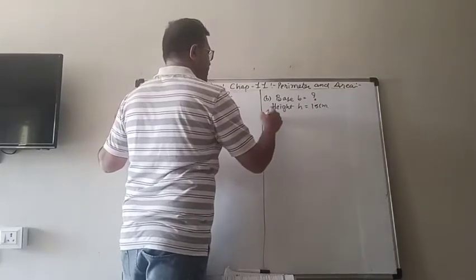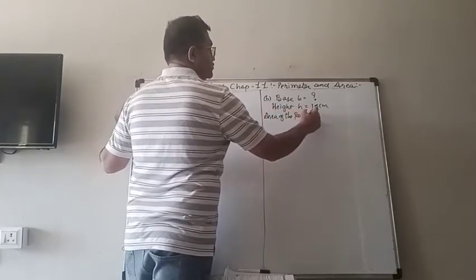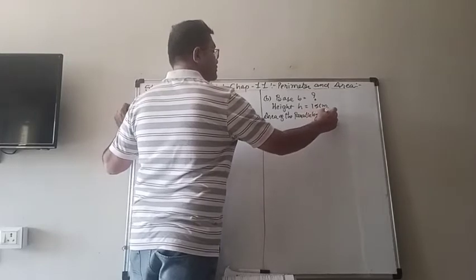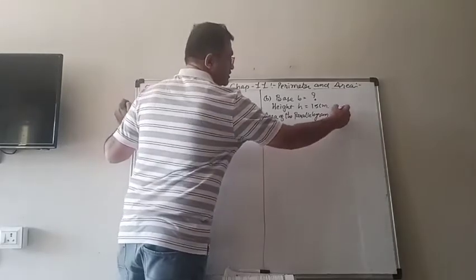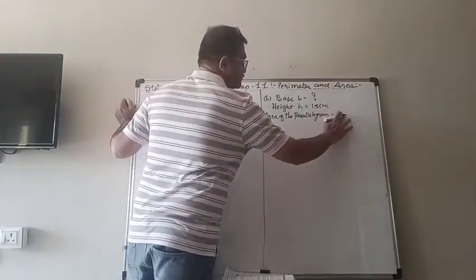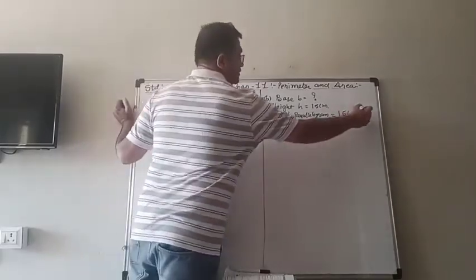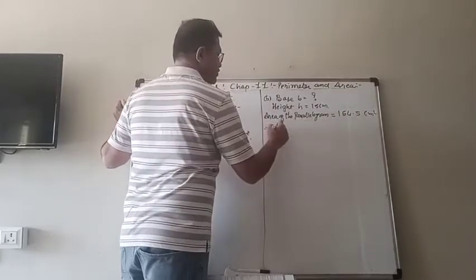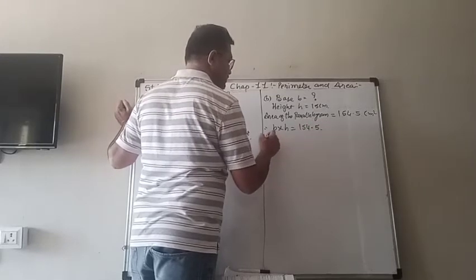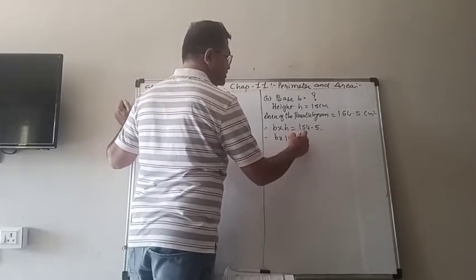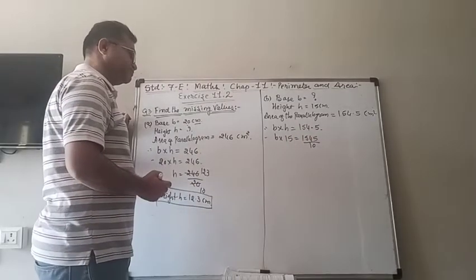And also the area of the parallelogram is given as 154.5 centimeter square. So now we know that base into height is 154.5. Therefore B multiplied by 15. Now we can write 1545 upon 10 for our convenience.